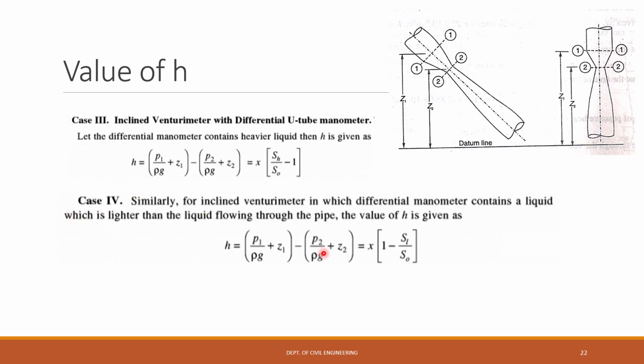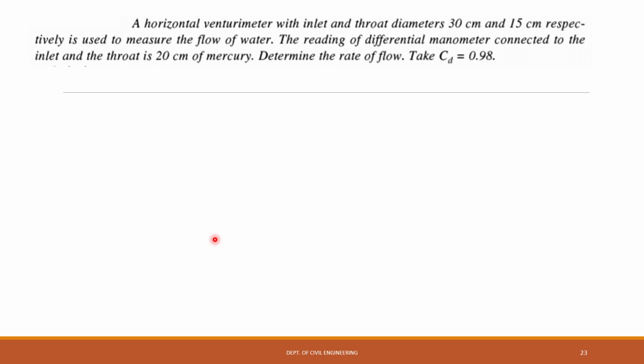For this case also, we have two equations for H. This is the first equation. It is similar to this one, and H is equal to X into 1 minus SL by S naught. So these two equations can be used for case 4. If you are thorough with these 4 cases, you can easily do all the problems related to venturimeter, and along with these equations you can apply continuity equation, Bernoulli's equation, etc. to the problems. Okay, so we'll discuss a problem.